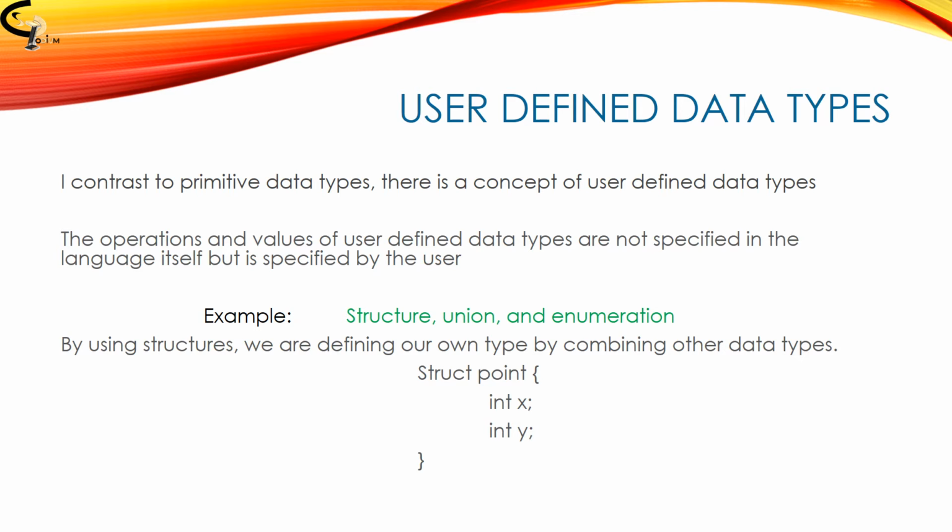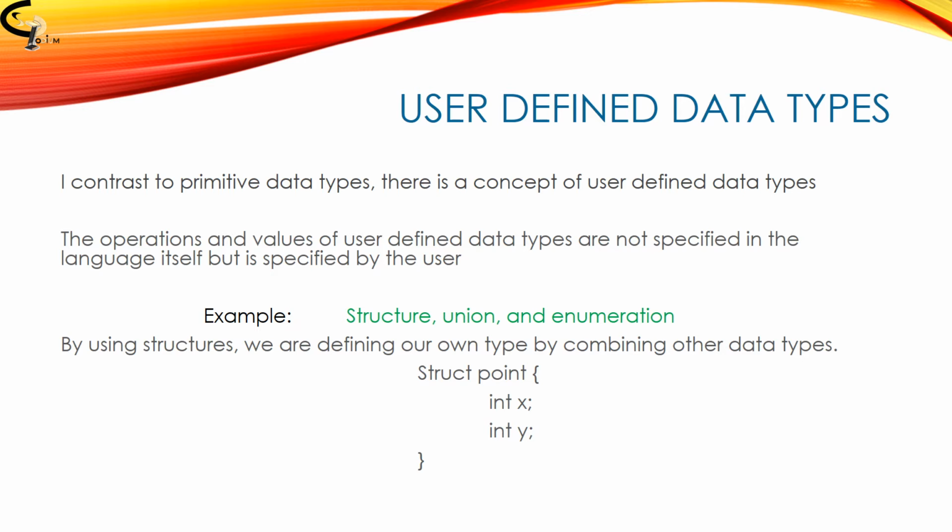Let's learn about user-defined data types. Before understanding abstract data types, firstly we have to understand what are user-defined data types. In contrast to primitive data types, there is a concept of user-defined data types. Primitive data types are integer, float, character. The operations and the values of user-defined data types are not specified in the language itself, but are specified by the user. That means the user only specifies the operations and the values. For example, structure, union, enumeration.